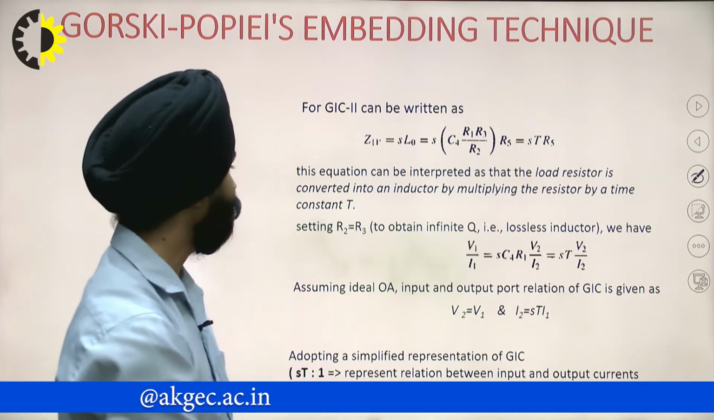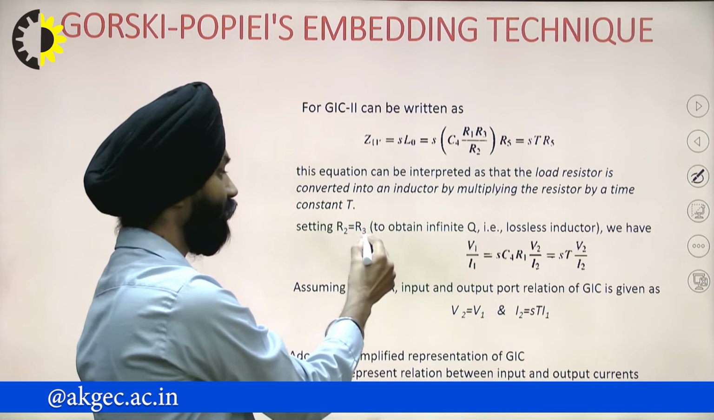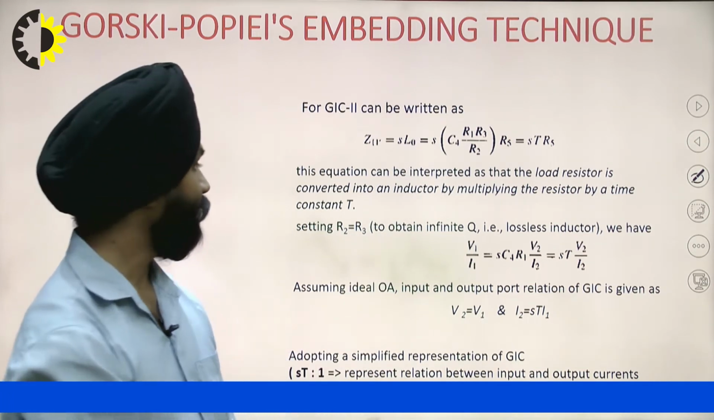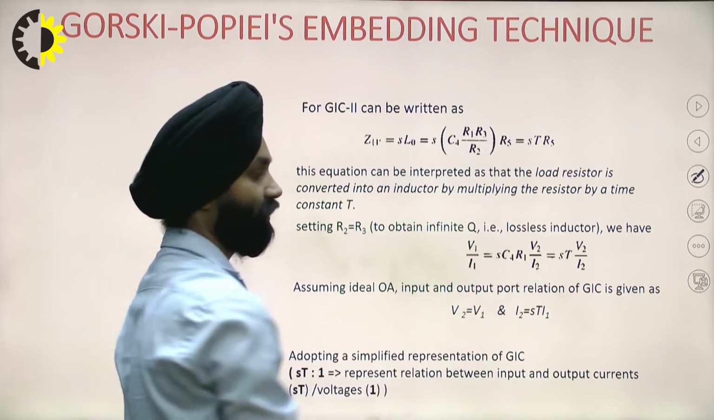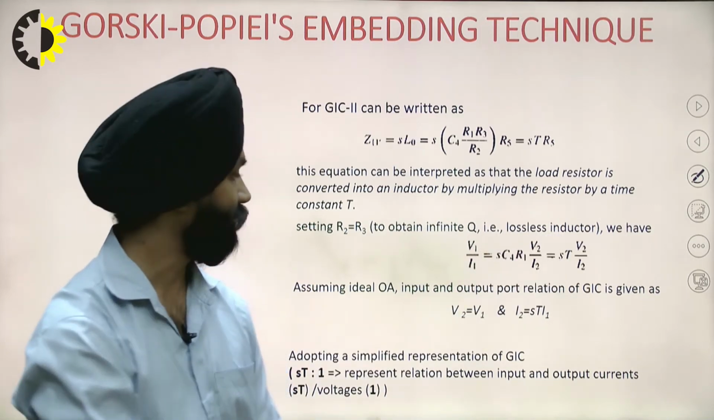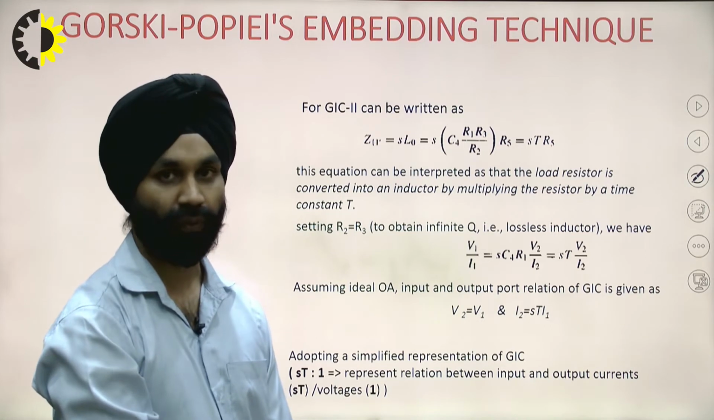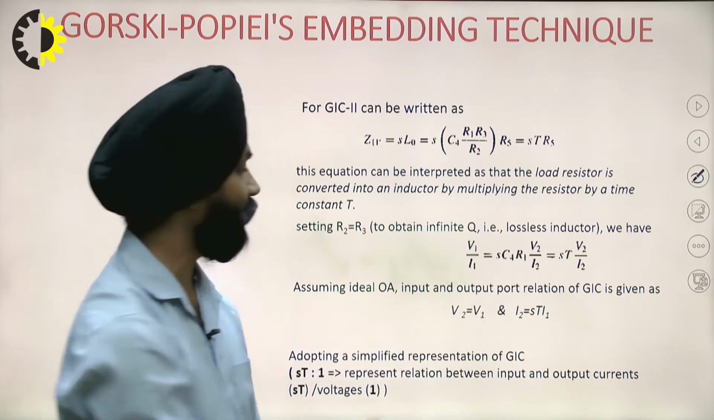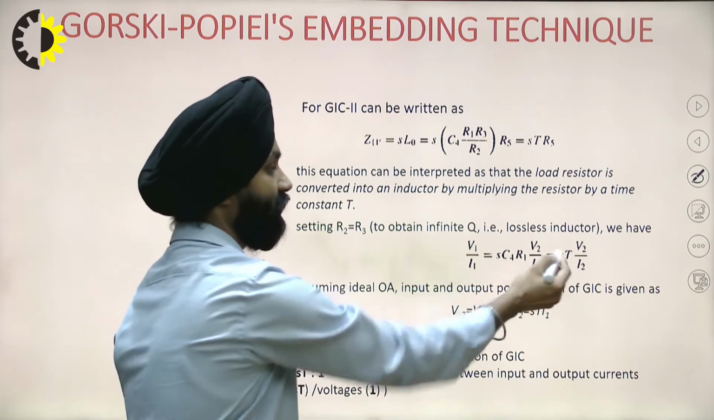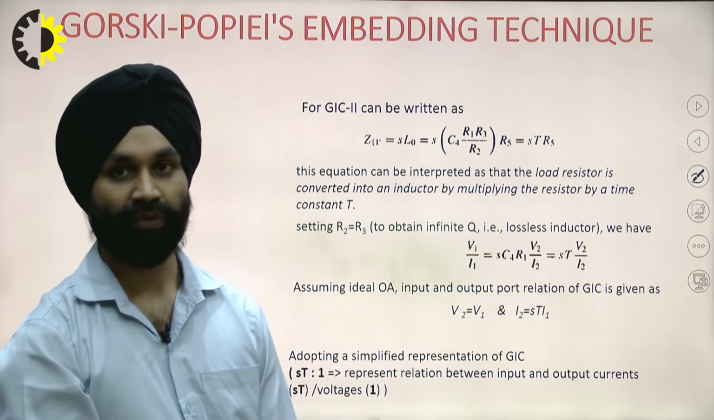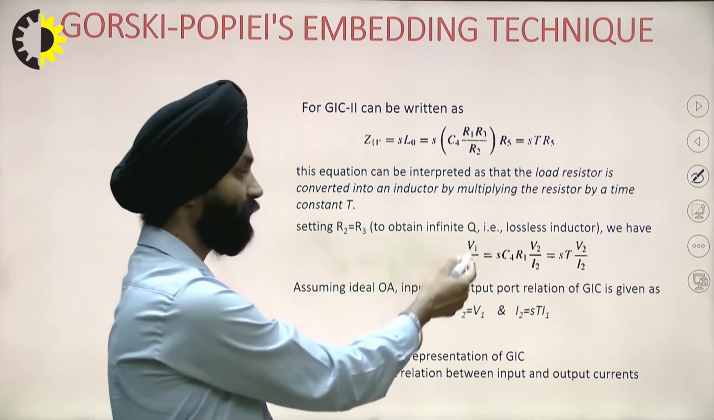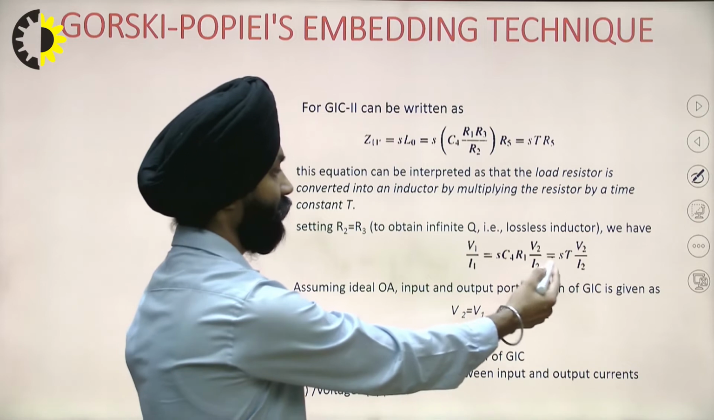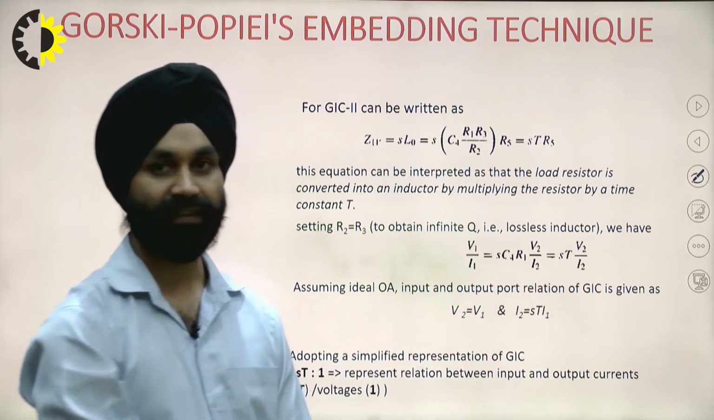In the GIC circuit, if R2 is equal to R3, then to obtain a lossless inductor, we can have V1 by I1 equal to S C4 R1 times V2 by I1. And we have seen that RC can be taken as T. So we can say that the input impedance, that is V1 by I1, is equal to S T times V2 by I2.